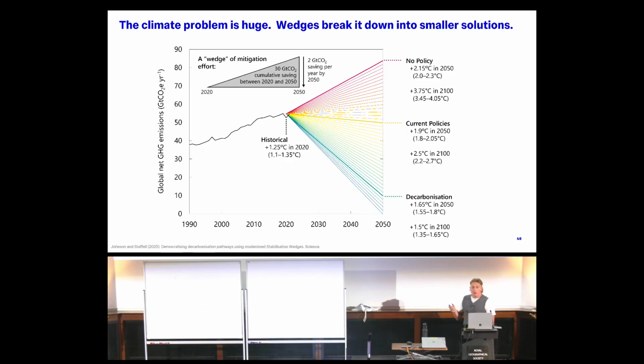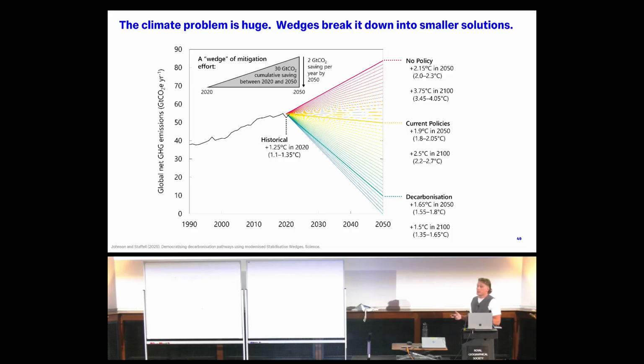And so each one of these wedges represents a technology or activity that can save emissions relative to the pathway or scenario above it. Each wedge represents a saving of 30 billion tonnes of CO2 over 30 years, scaling from nothing in 2020 up to 2 billion tonnes savings per year in 2050. That's a monumental effort still.